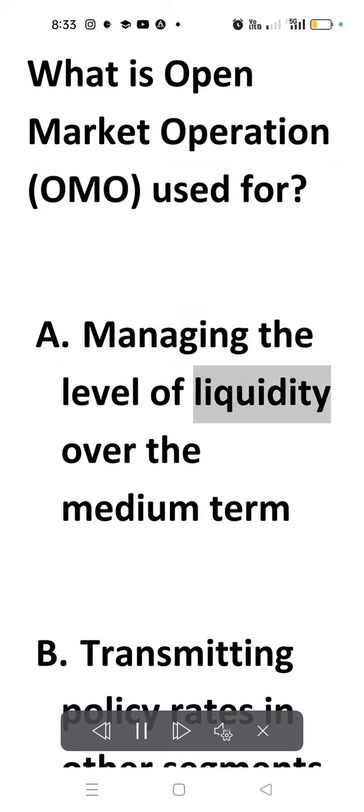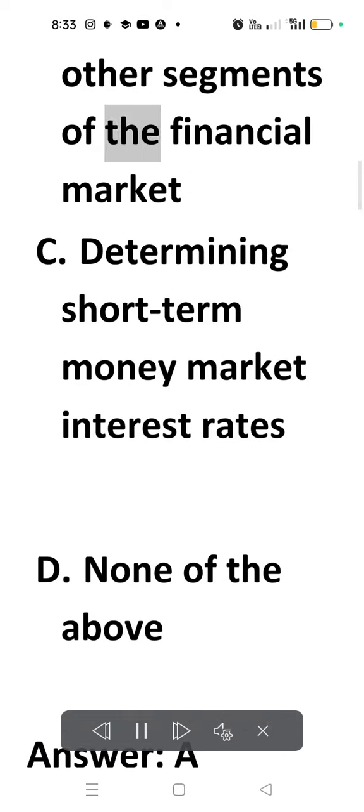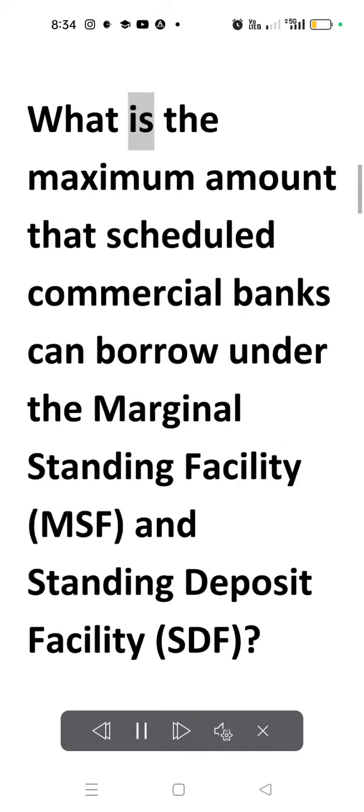What is open market operation, OMO, used for? Managing the level of liquidity over the medium term. Transmitting policy rates in other segments of the financial market. Determining short-term money market interest rates. None of the above. Answer: A.